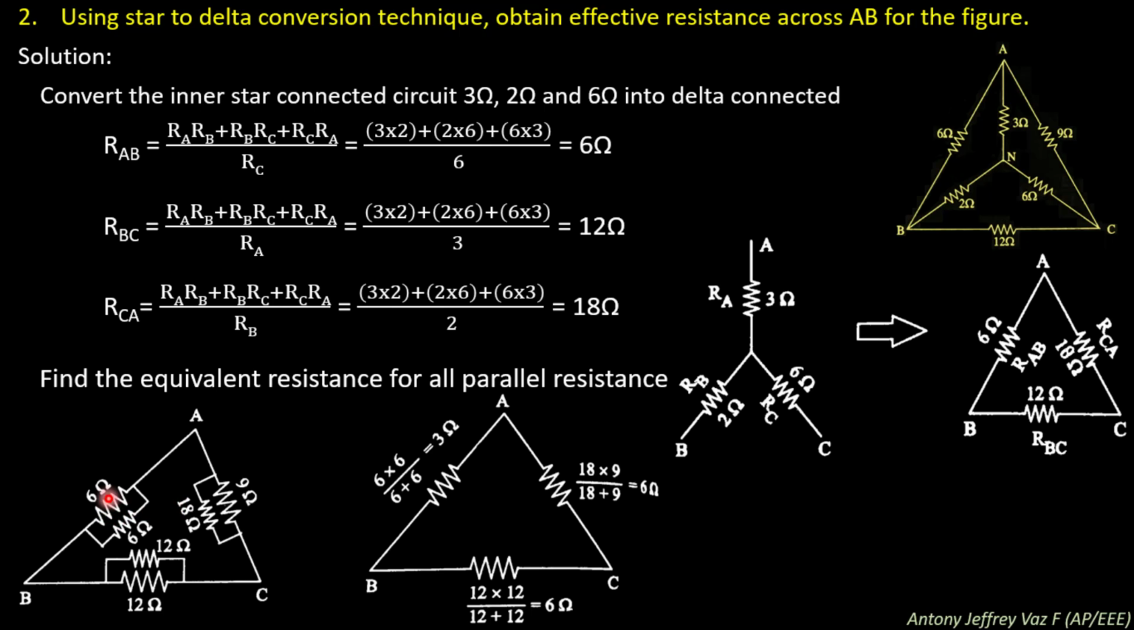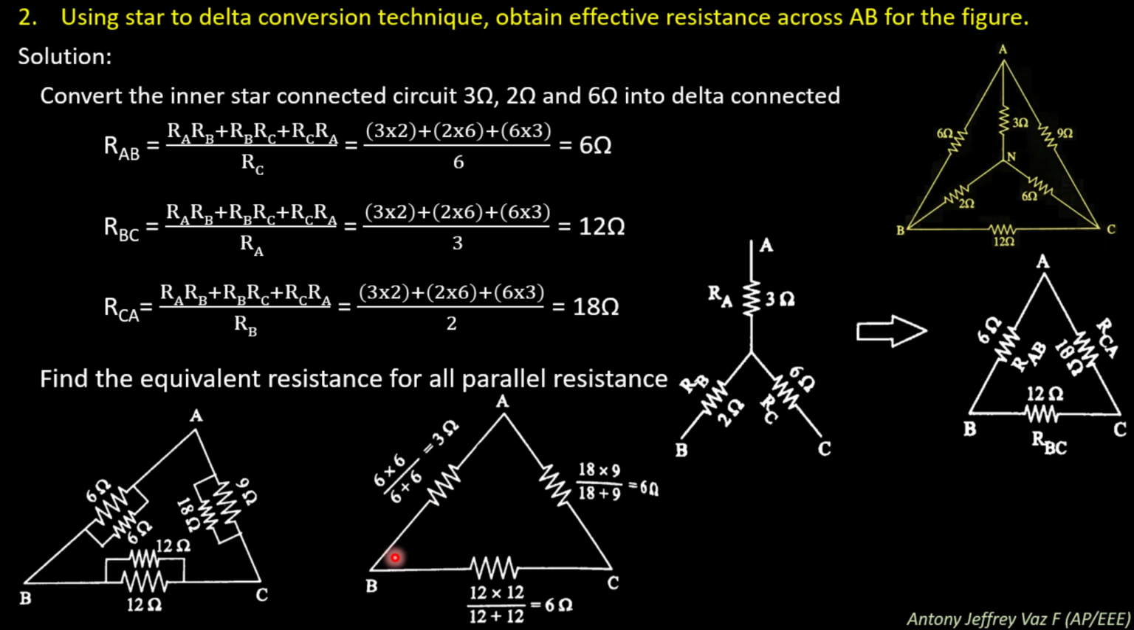So you can see these two resistances are parallel, and these two resistances are parallel, and these two resistances are parallel. So what we are going to do is find the equivalent resistance for these two and substitute a single resistance in the branch AB. Similarly, for this also you are going to find the equivalent resistance, and you have to substitute a single resistance value for the branch AC. Similarly, also you are going to substitute a single resistance for the branch BC. So on doing so, you will get a single delta connected circuit.